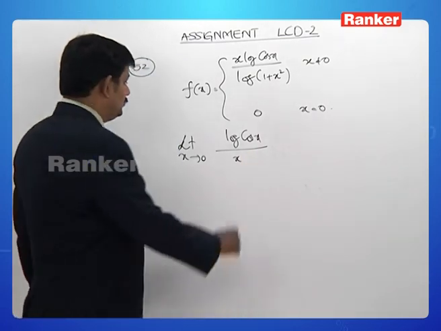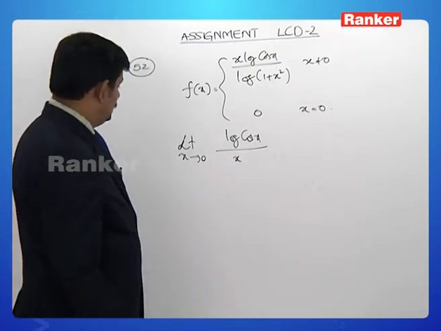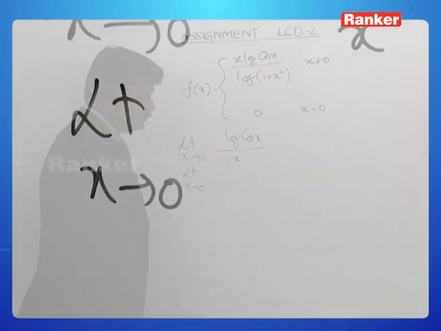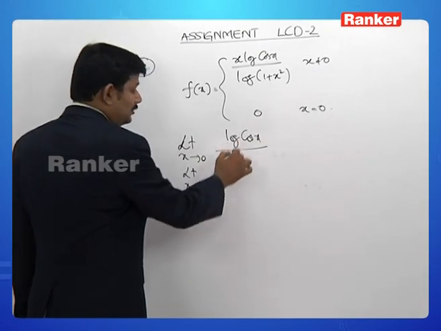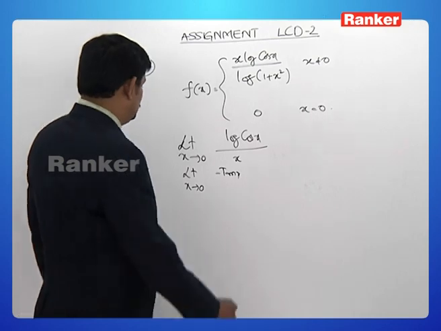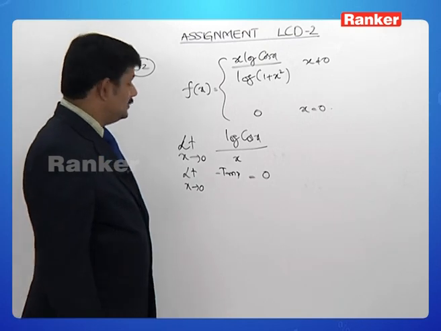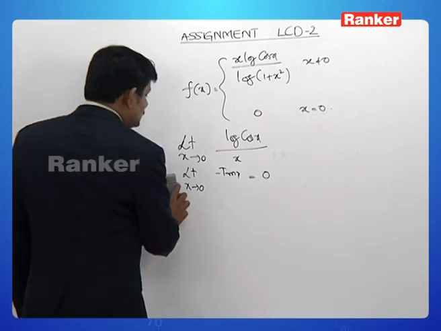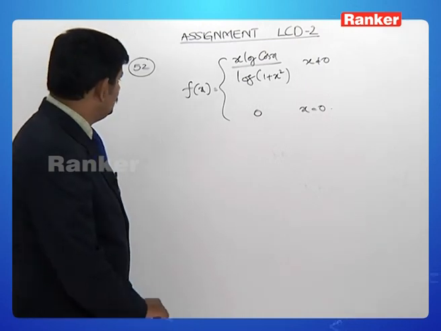As x tends to 0, cos x is 1, log cos x is 0, x is 0. This is 0 by 0 form. Let us apply L'Hospital rule. Limit x tending to 0, derivative of log cos x is 1 by cos x into minus sin x, divided by derivative of x, which is 1. So, limit x tending to 0 of minus tan x is 0. So, we can see this limit exists and is equal to 0. So, we can say the function is continuous at x equal to 0.